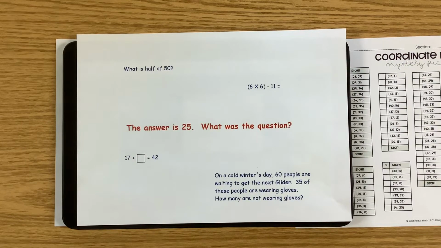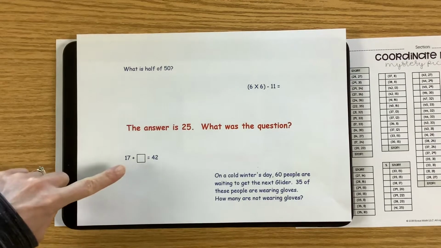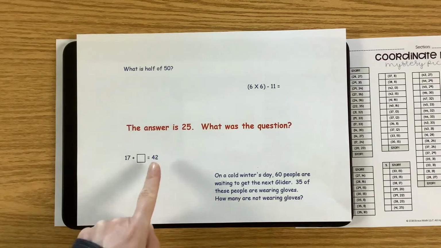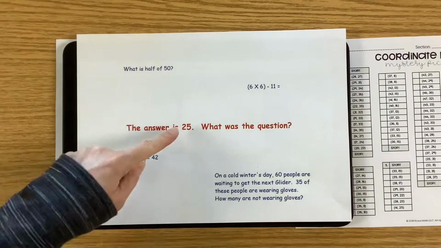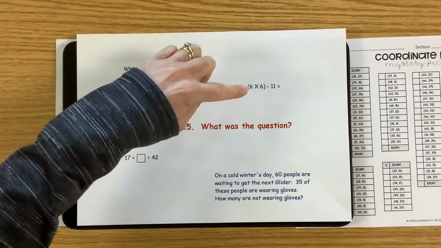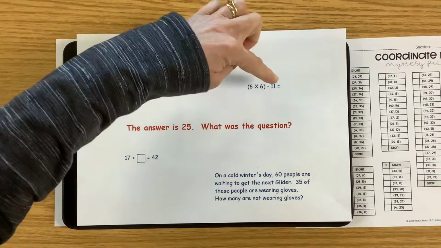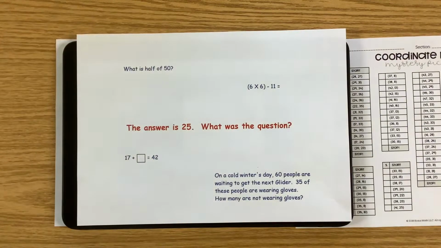I've given you some examples on the page. So you might have a question like, what is half of 50? Remember, to find half of something, we divide it by 2. Or maybe you've got a missing number within the calculation. So 17 add what makes 42? That's going to be 25. Or 6 times 6, we've got a bracket. 6 times 6 is 36. Take away 11. That's going to be 25.